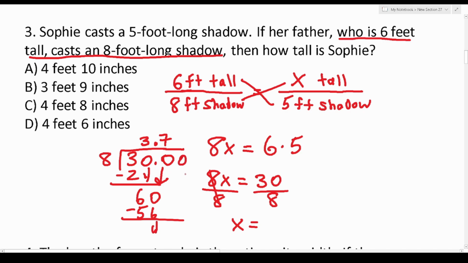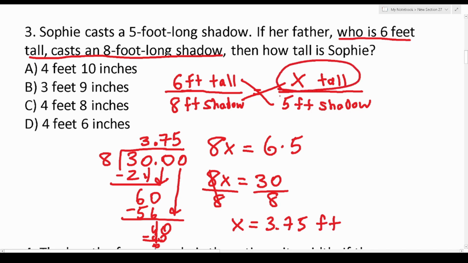Again, we can add another 0 placeholder and bring it down. Now the question is, how many times does 8 go into 40? That's going to be 5 times. 8 times 5 is 40. 40 minus 40 is nothing. So we can see that x in this case is going to be 3.75. In other words, if we look back at our proportion here, we know this x refers to how tall Sophie is in terms of feet. So we know she's 3.75 feet tall.